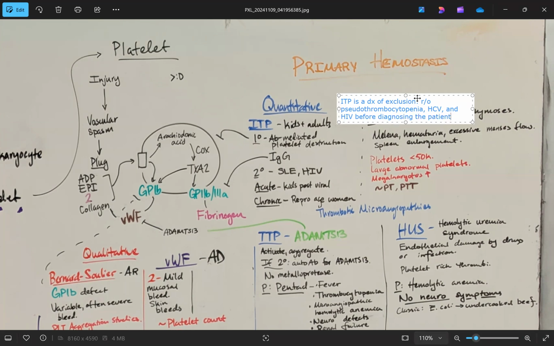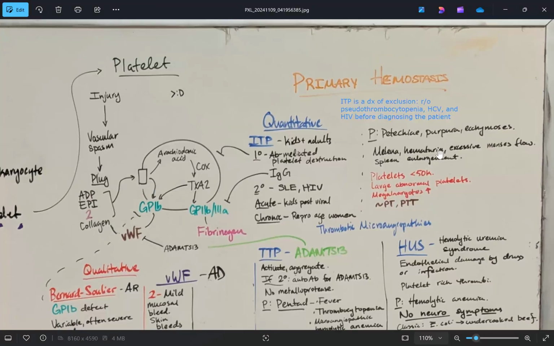For presentation, again, you have a lot of bleeding, so you have a lot of skin bleeding. So petechiae, purpura, and ecchymoses. You may also have melena, hematuria, excessive menstrual flow, and spleen enlargement. On labs, you'll have decreased platelets, enlarged abnormal platelets, as well as increased megakaryocytes. And then your prothrombin and your partial thromboplastin time are going to be normal, because again, we're dealing with primary, which is platelets, not the clotting cascade.